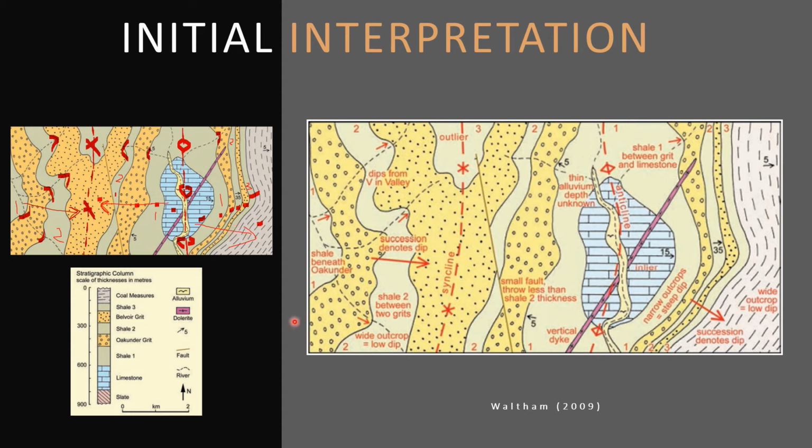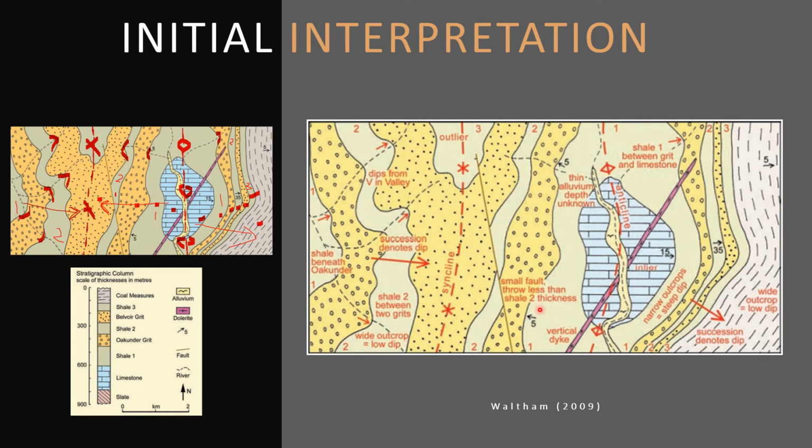So the process that we omitted is the succession by rocks, which is the inlier and outlier. So we are going to interpret it here. As we can see, this part, the shale 3, is younger and it is surrounded by a Belvoir grit which is older. So this is a case of an outlier, right? Because the younger is surrounded by the older.